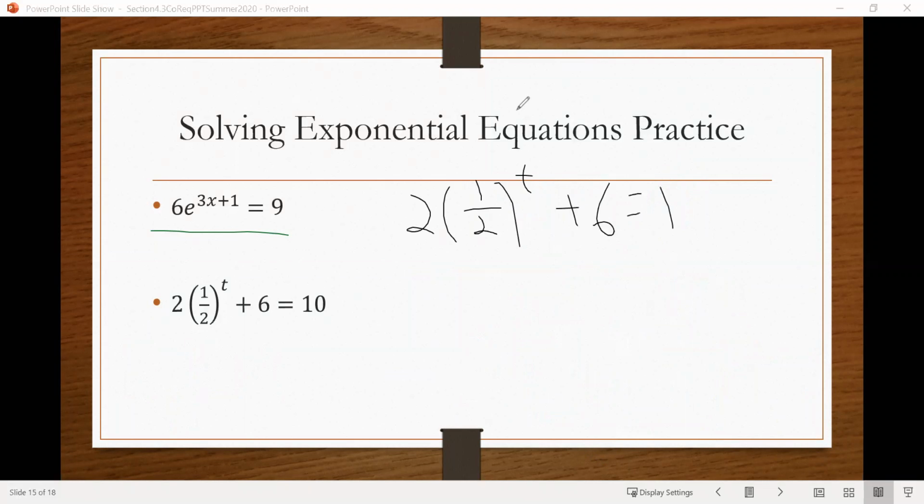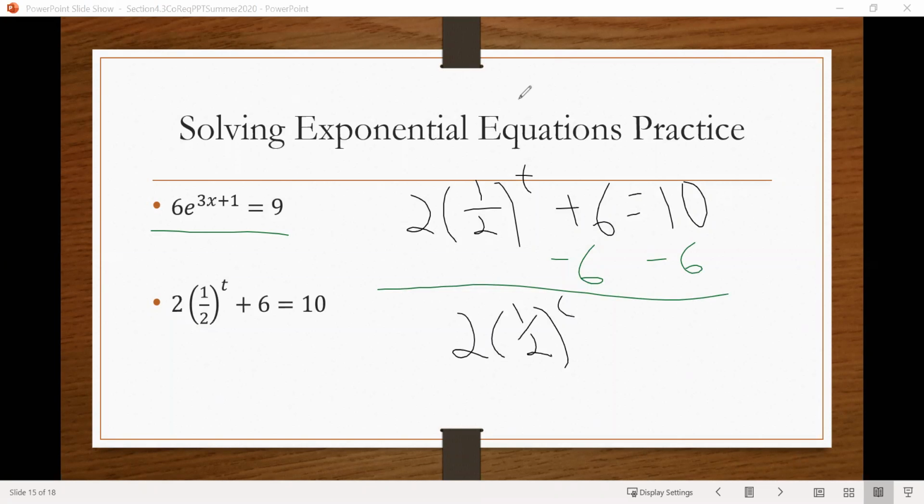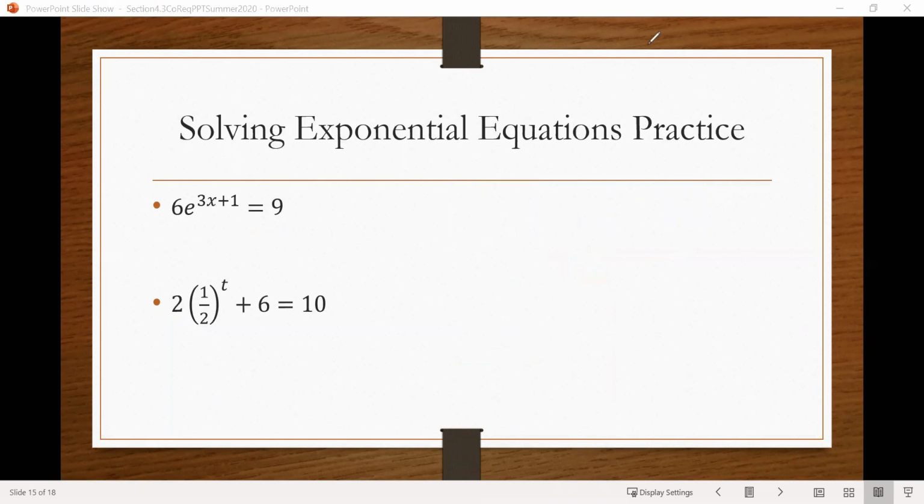We again want to start like we've started all the other ones. Let's isolate the exponential term. We'll subtract 6 from both sides, so then we have 2 times 1/2 to the t equals 10 minus 6, which gives us 4. We then isolate the exponential term by dividing by 2. That'll give us 1/2 to the t equals 2, because 4 divided by 2 is 2. So we have 1/2 to the t equals 2.